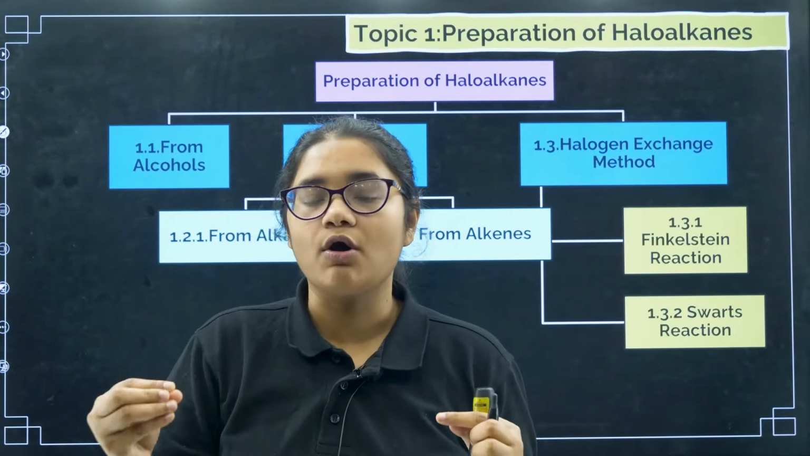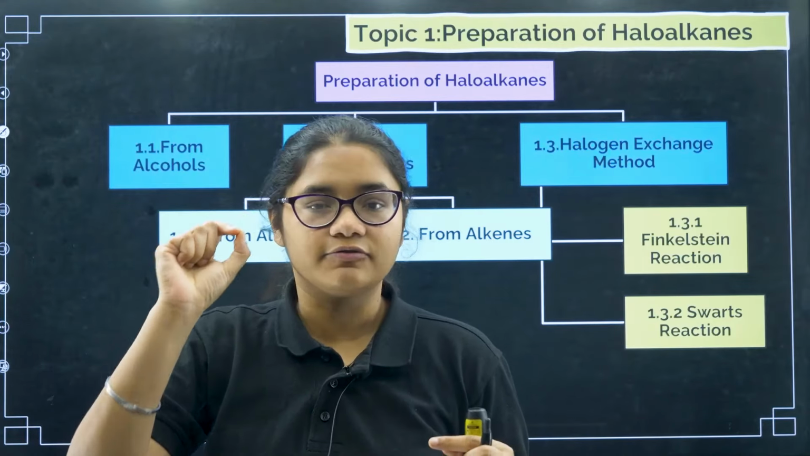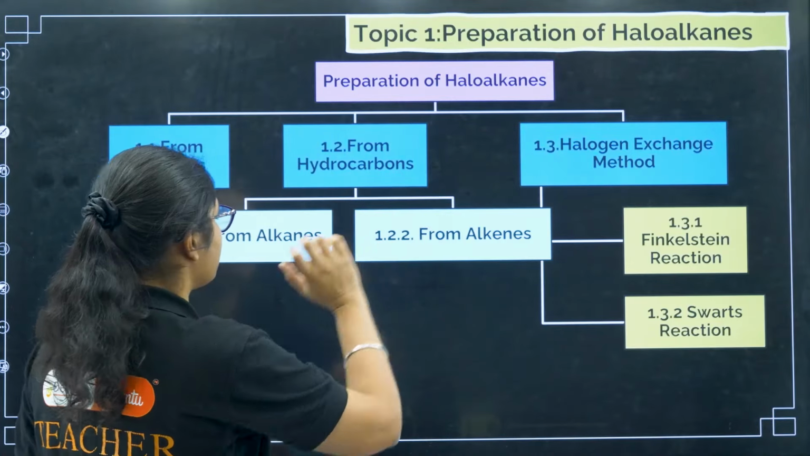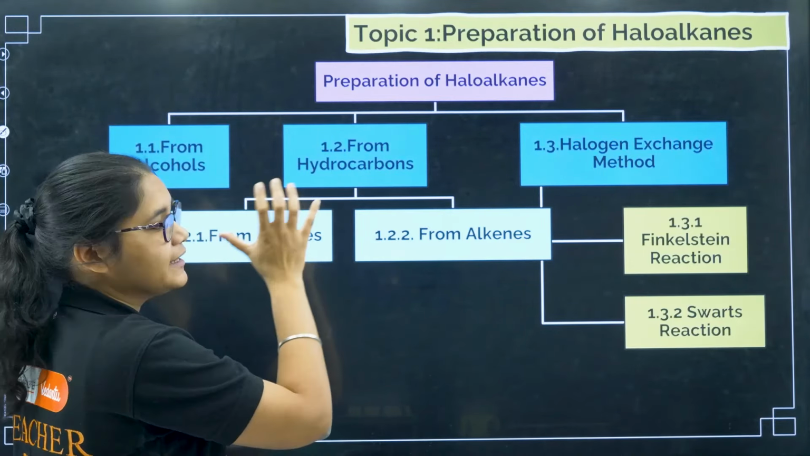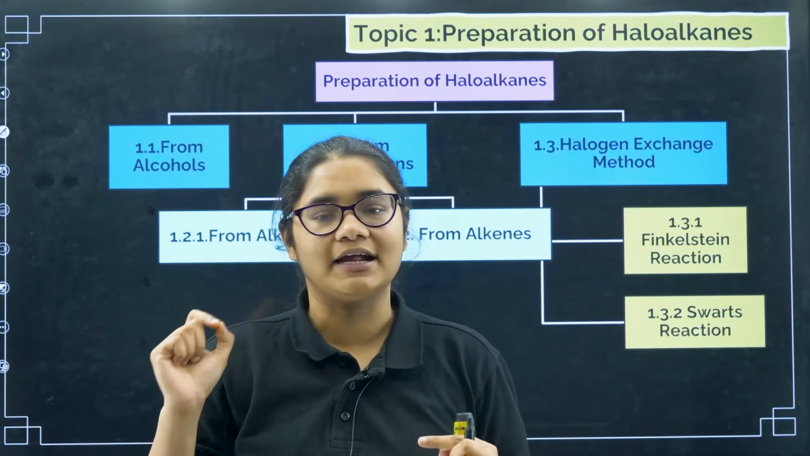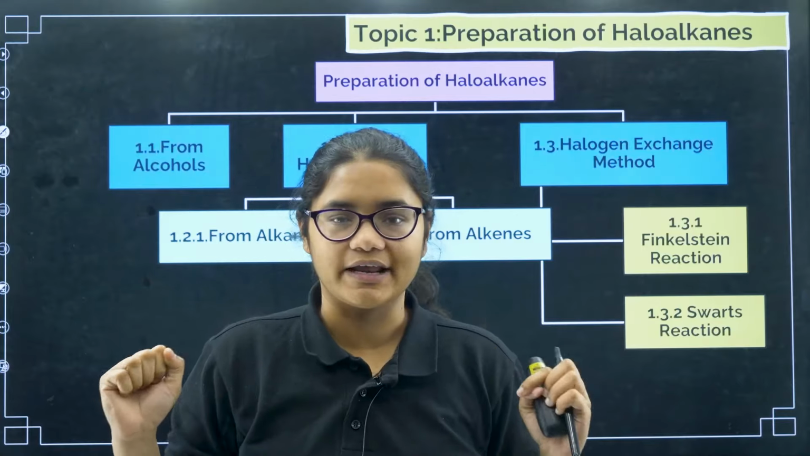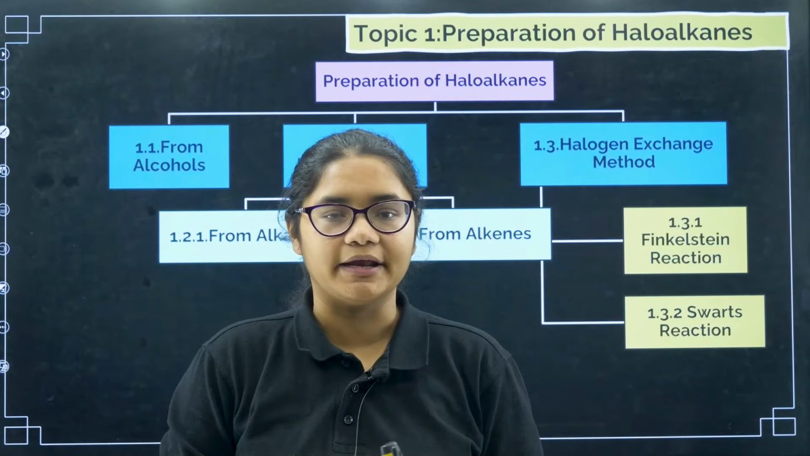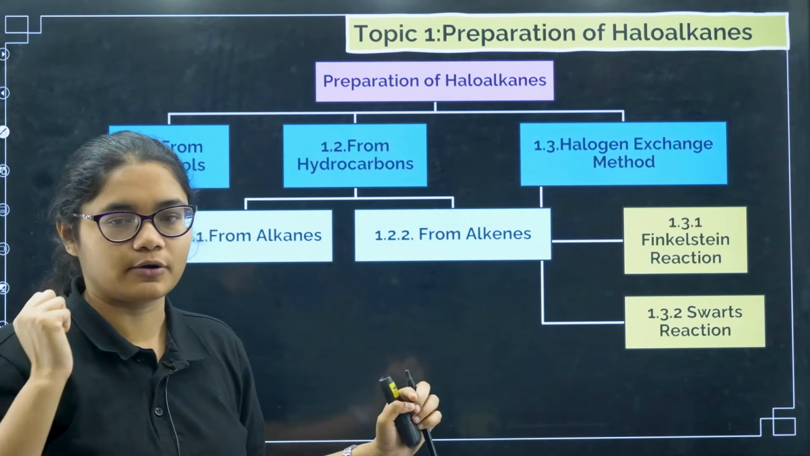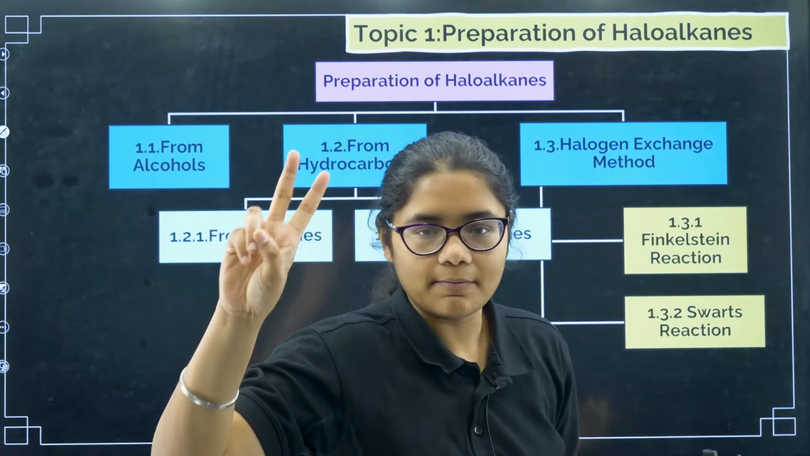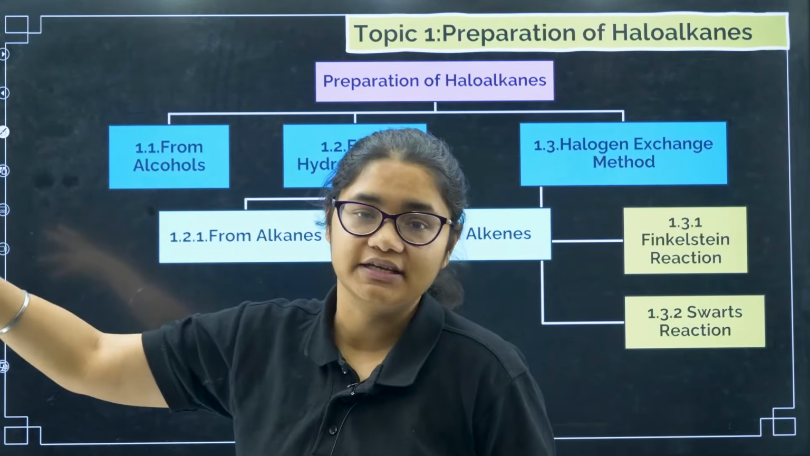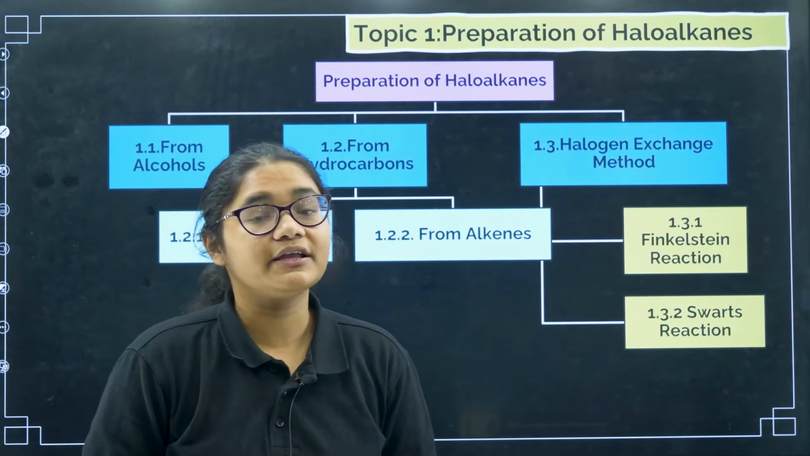If I say preparation of haloalkanes, I have 3 methods. First is from alcohols, second one is from hydrocarbons. Under hydrocarbons we have again 2 methods: one is alkanes, another is alkenes. Then we have the halogen exchange method. Under that we have 2 reactions, that is Swarts reaction and Finkelstein reaction. This picture should be clear in your mind. Whenever I talk about preparation of haloalkanes, immediately this diagram should flash in your mind: from alcohols, from hydrocarbons, under that alkenes and alkanes, then the halogen exchange reaction, under that Swarts reaction and Finkelstein reaction.